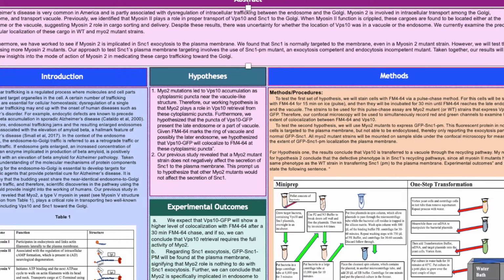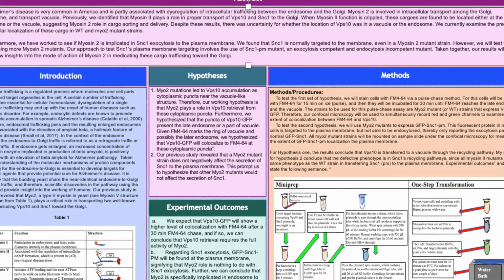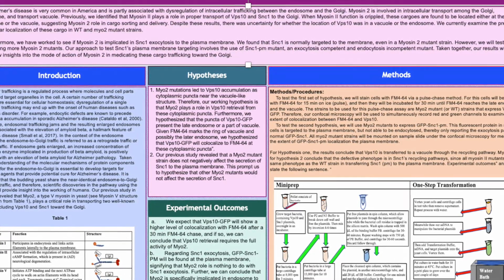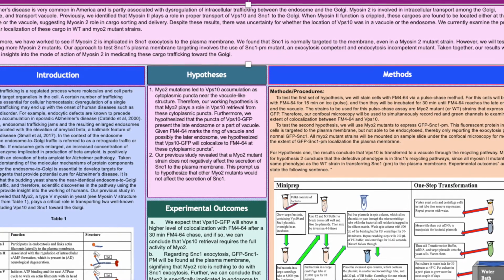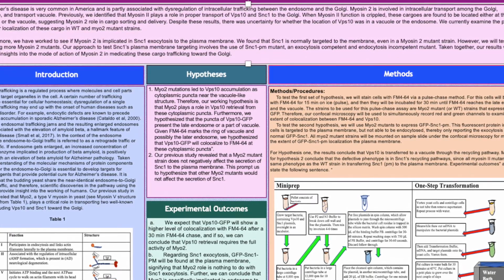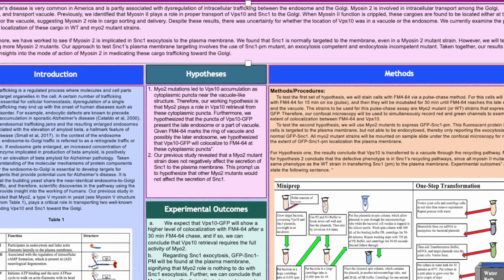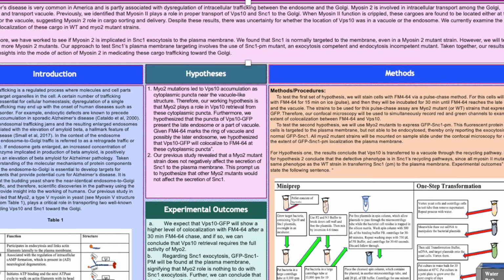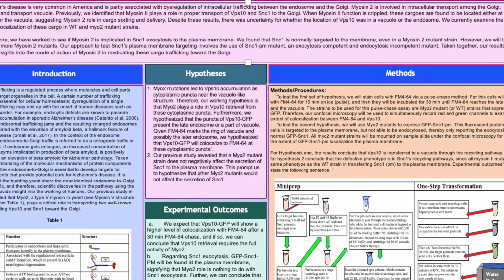Yet one had to test and observe the results with other mutant strains for confirmation. So our hypothesis for the second experiment is that the myosin 2 wild type and the other mutant strains that we're going to test will have the phenotype in transporting SYNC1 to the plasma membrane.